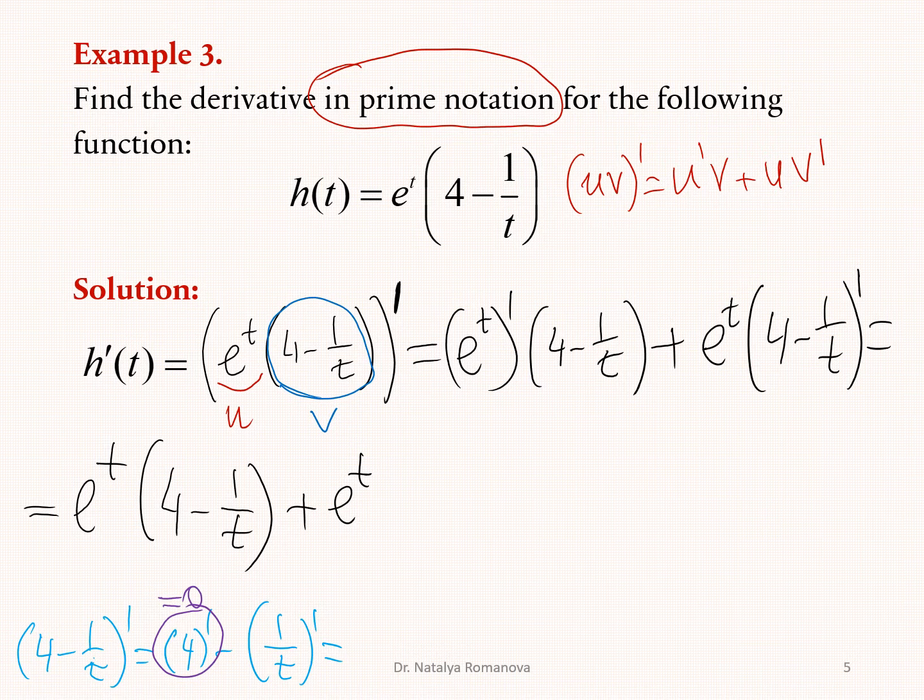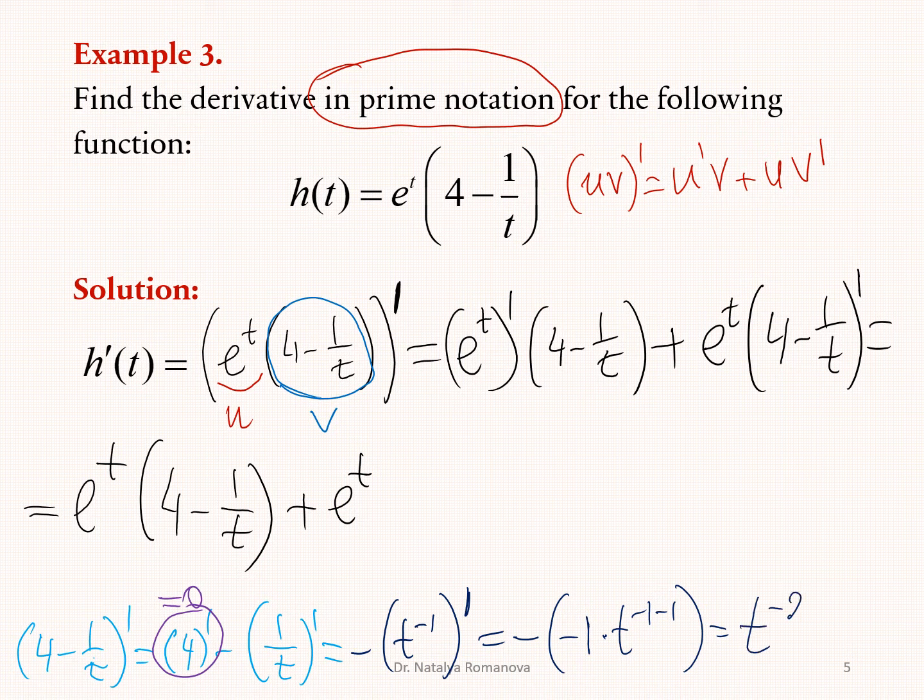For the derivative of negative 1 over t, we can write it like negative t to the negative 1, prime, equals. Now we can use the power rule. So it would be minus negative 1 times t to the negative 1 minus 1. Minus minus gives us plus, and finally it would be t to the negative 2. So the derivative of the second factor equals t to the negative 2.